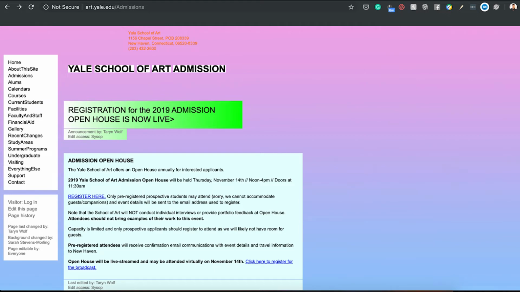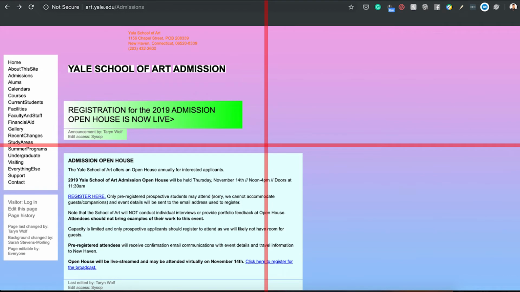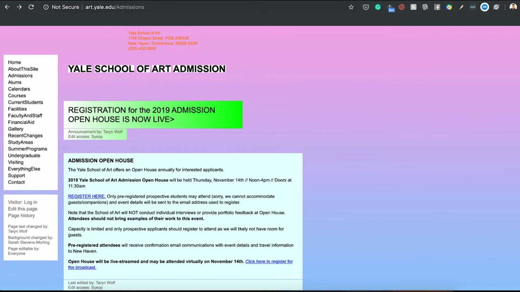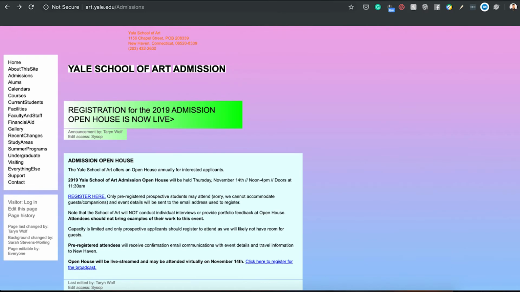The first obvious one is symmetry. As you can clearly see, the content is clumped together on the left side, leaving a lot of empty space on the right. The second law it breaks, arguably the one which makes us think who in their right mind would design a website like this, is the law of past experience. That's right. What does this design remind you of?